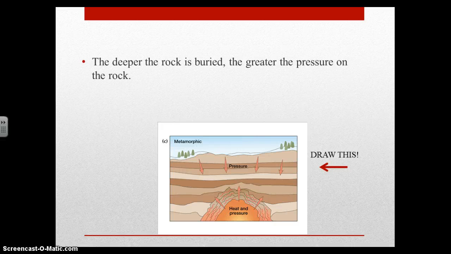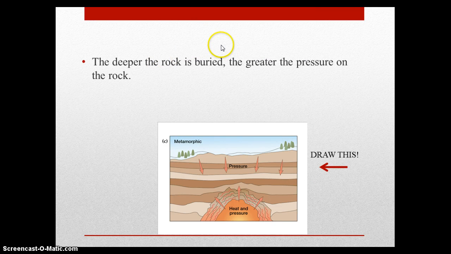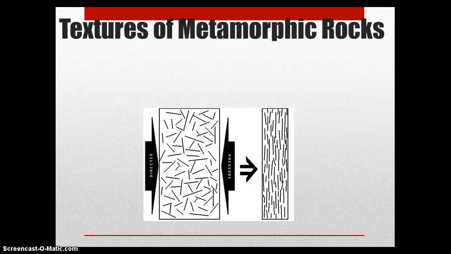The deeper a rock is buried, the greater the pressure on the rock. Metamorphic rock is being created because there's an extreme amount of pressure and an extreme amount of heat coming up. The mixture between the two, pushing up on each other, creates this melting and pressurized system that's changing the rock's shape. I cannot emphasize this enough. Under high temperature and pressure, many times greater than at the surface, minerals in a rock can be changed into other minerals.